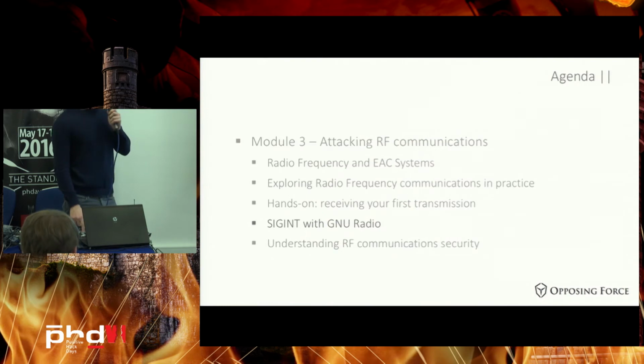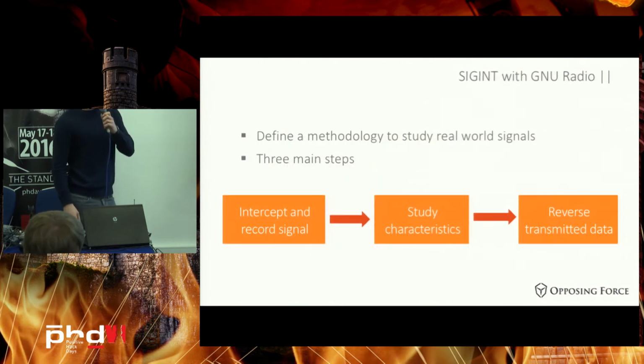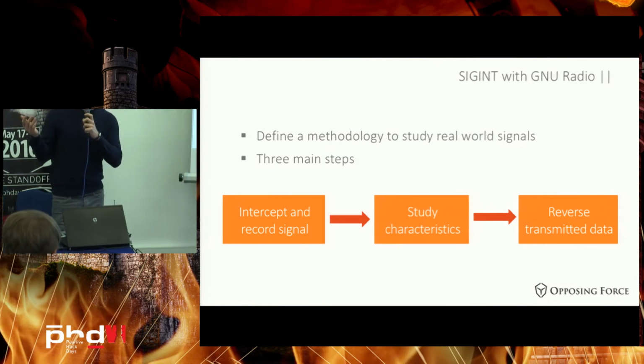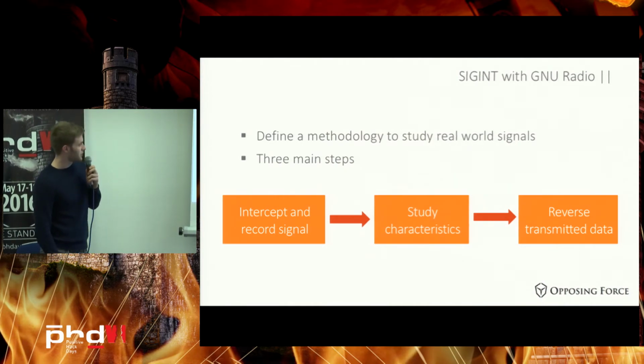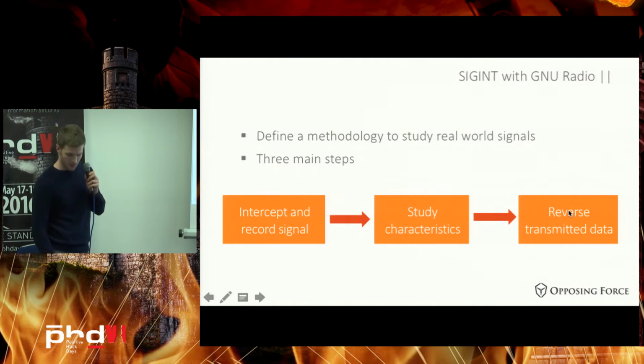Okay, very quickly, signal intelligence, what does it mean? It means trying to understand an unknown signal, decode it, and get the data which the signal is transmitting. We have 3 steps. We have to intercept and record the signal. We have to study its characteristics and reverse the transmitted data.